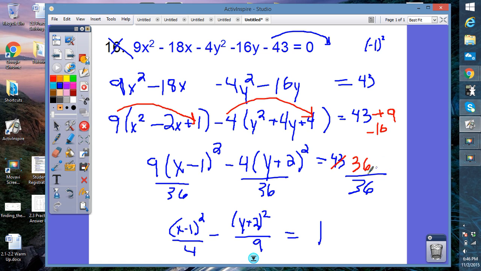Now, if 36 was a negative number and we divided by a negative, we would just flip our x squared and y squared. I'll show you that on Wednesday, but you would have written it as y plus 2 squared over 9 minus x plus 1 squared over 4 is equal to 1. That's if not in this problem, but if you had a problem where these were negative, this would be your positive and then this would be your negative. So you would exchange those positions.